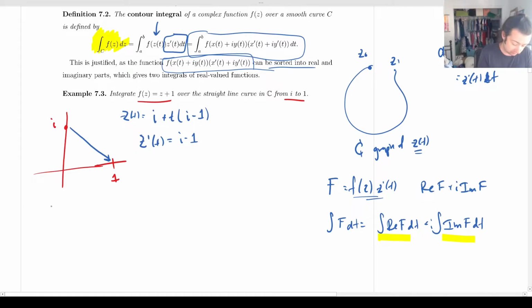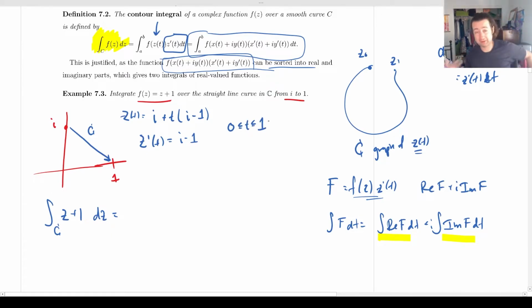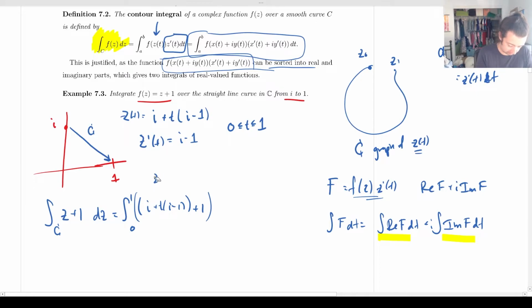And if I use the definition of the integral over c of z plus 1 dz, where this curve right here is our contour c, then what am I supposed to do? Well, I have to tell you the values of the parameter as well. It's not fair to give you a parametric equation and not tell you the parameter values. This should be the integral from 0 to 1 of the function z plus 1 with the curve composed into it. So that's going to be i plus t times (1 minus i), plus 1. There's the function z plus 1.